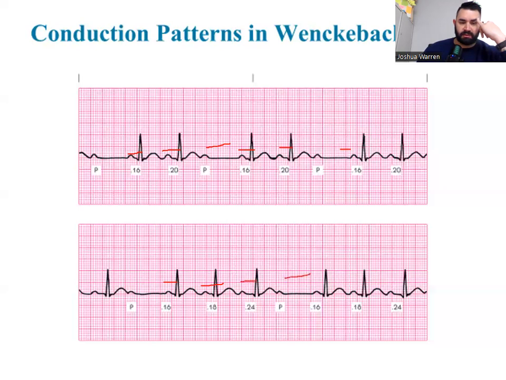6 blocks, gone. So the PR interval is 16, 18, 24, gone. Are you seeing the pattern? Wenckebach is consistent in that motion, the PR interval will be in a pattern that you can pick up. Who's lost on the Wenckebach? Again, the AV node is just holding.